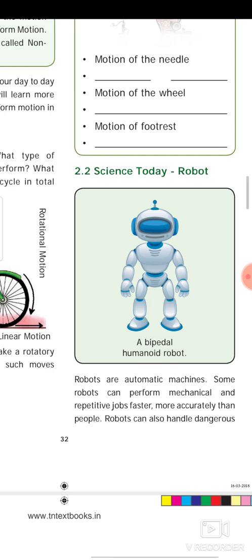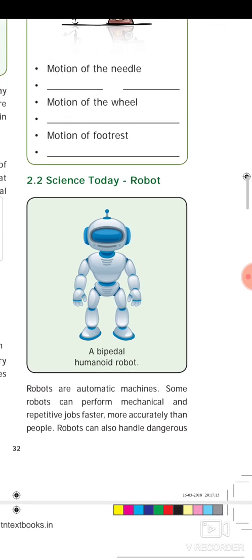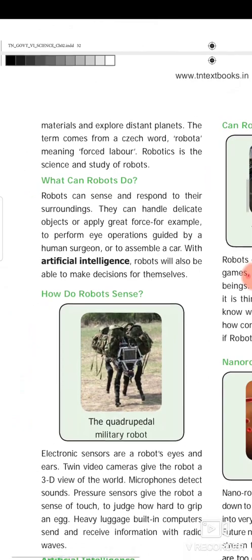Some robots can perform mechanical and repetitive jobs faster and more accurately than people. Robots can also handle dangerous materials and explore distant planets. The term comes from a Czech word, robota. Robota means forced labor. Robotics is the science and study of robots. The study of robots is known as robotics.